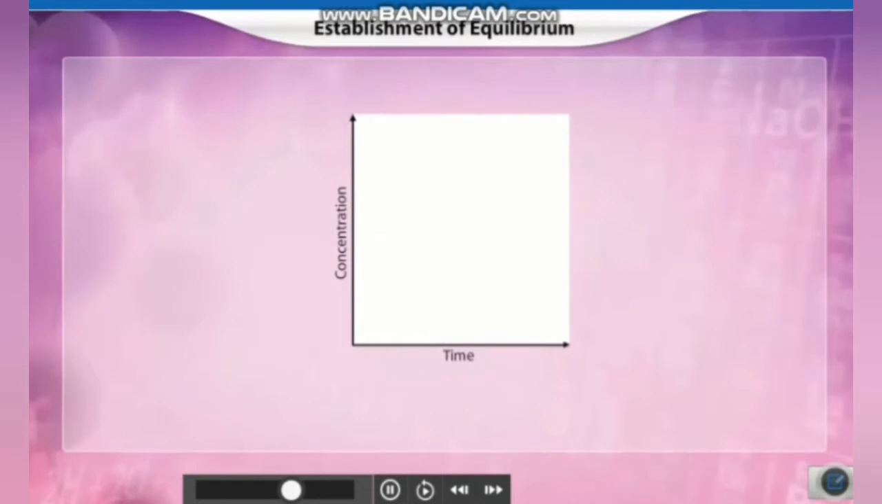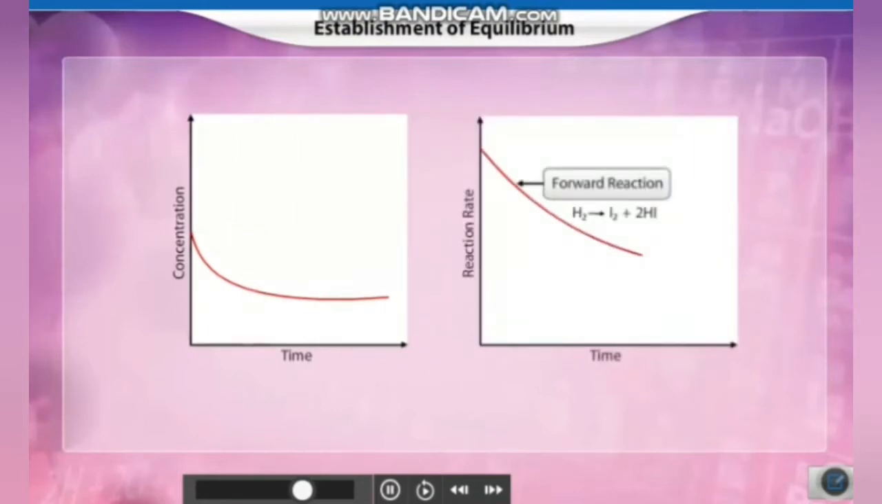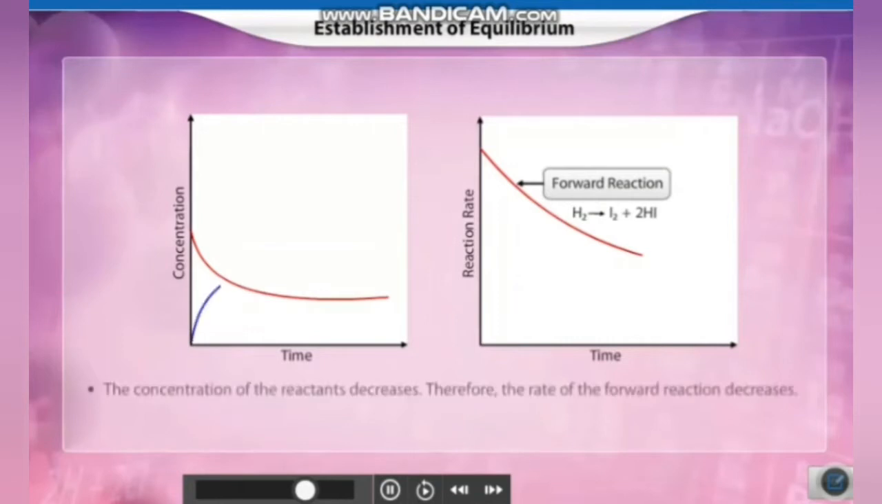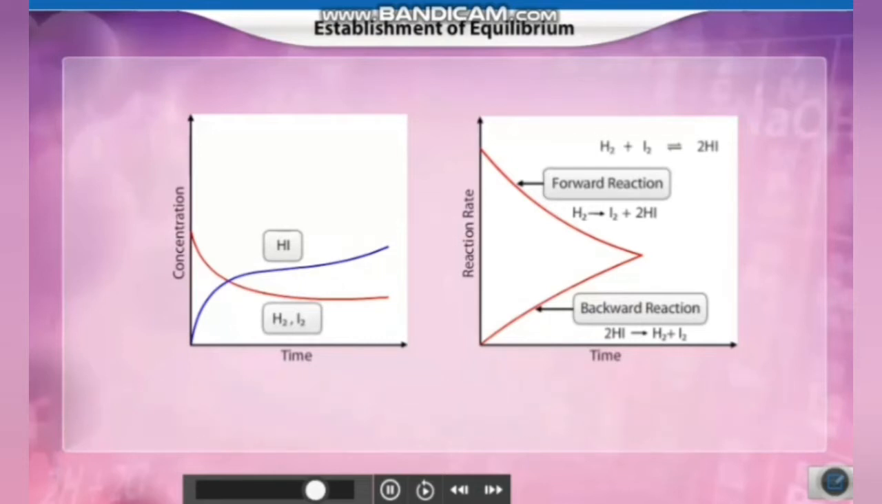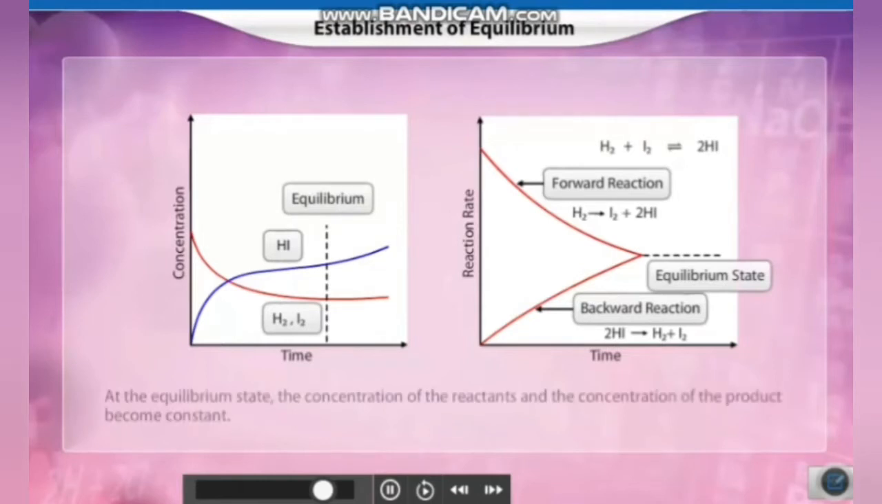The graph for the concentration of reactants and products against time shows that there is a decrease in concentration of the reactant and decrease in the rate of forward reaction, and an increase in the concentration of the product and an increase in the rate of backward reaction. There is a certain point where the rate of forward reaction is equal to the rate of backward reaction. This point is called equilibrium point or equilibrium stage. At equilibrium, the concentration of the reactants and the concentration of the products becomes constant.